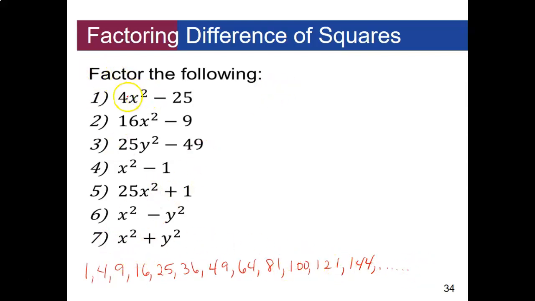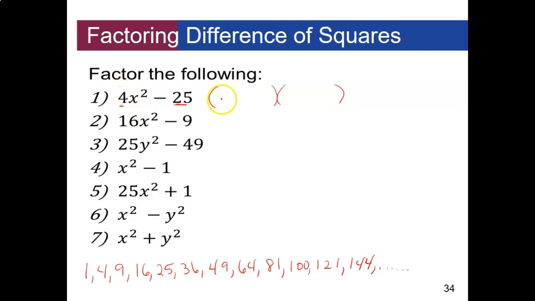So when I look at a problem like this, first of all, always, even on these, take out your GCF if you have one. We don't have a GCF here, but I do see a perfect square and a perfect square, and I have a difference. So that tells me I can factor it as the difference of squares. So this is going to set up as two parentheses. So I want to think, what did I square to get 4x squared? Or what's the square root of this?